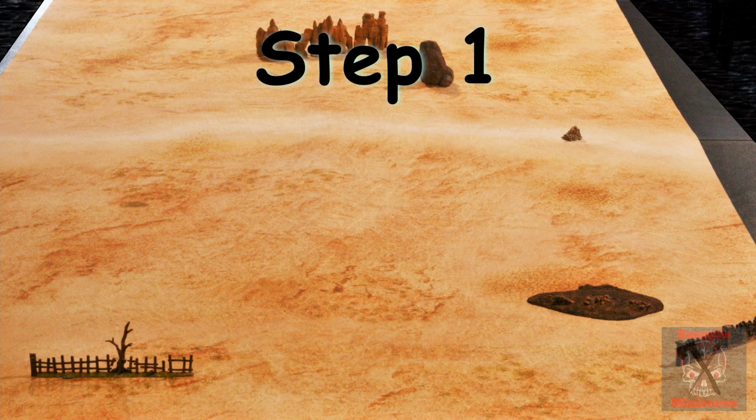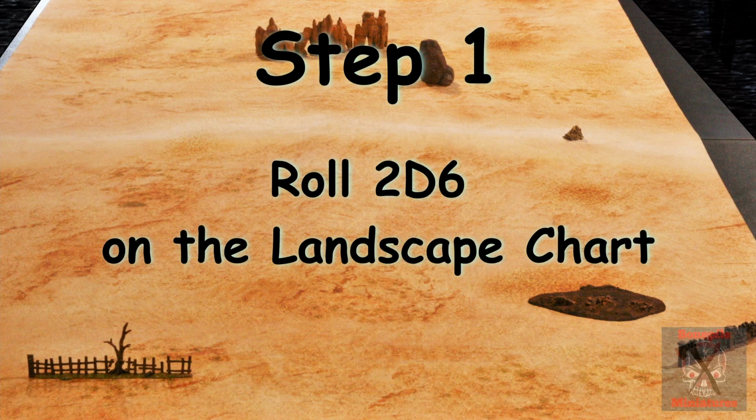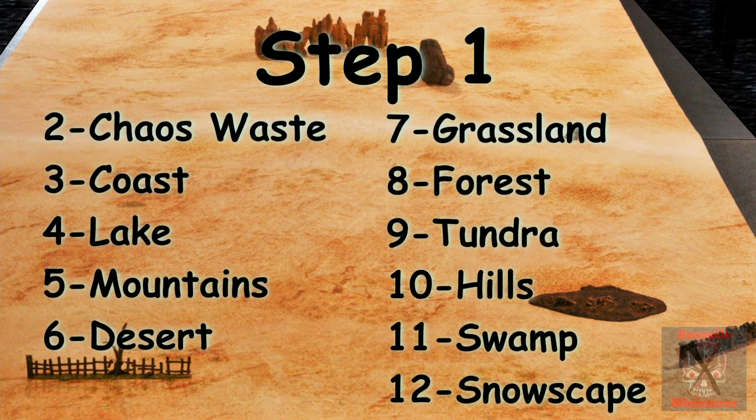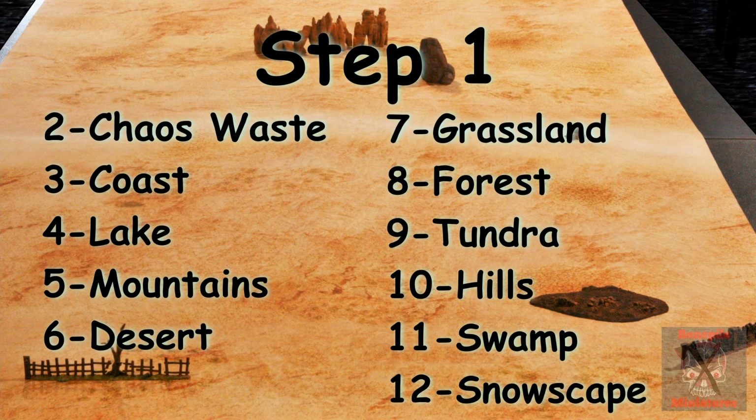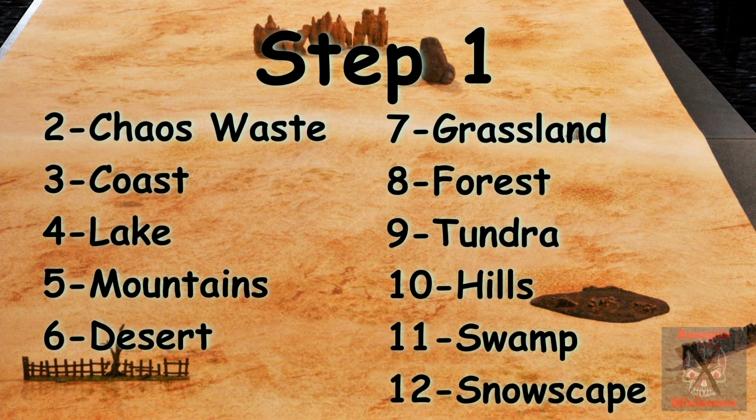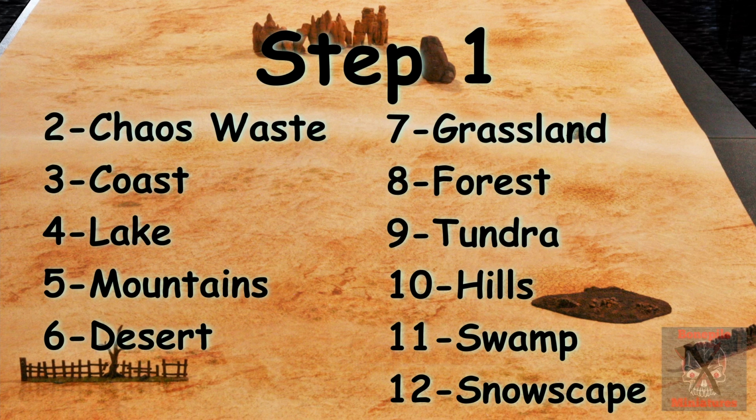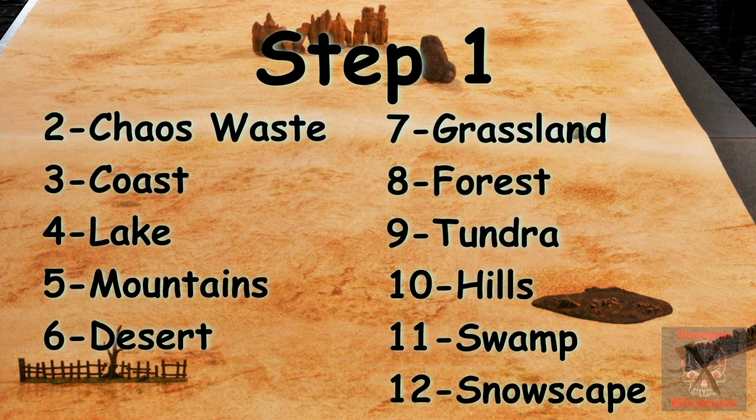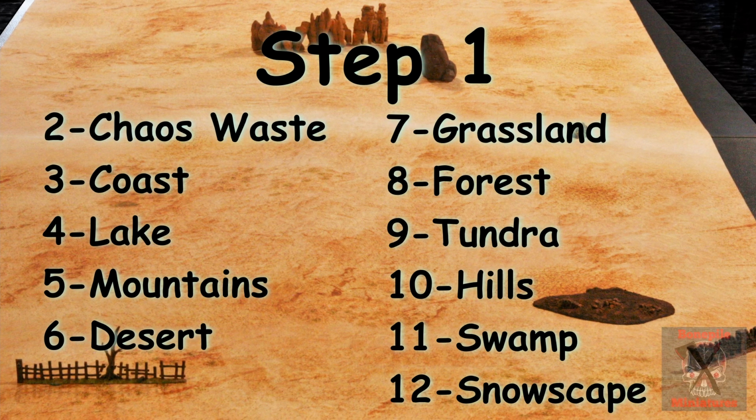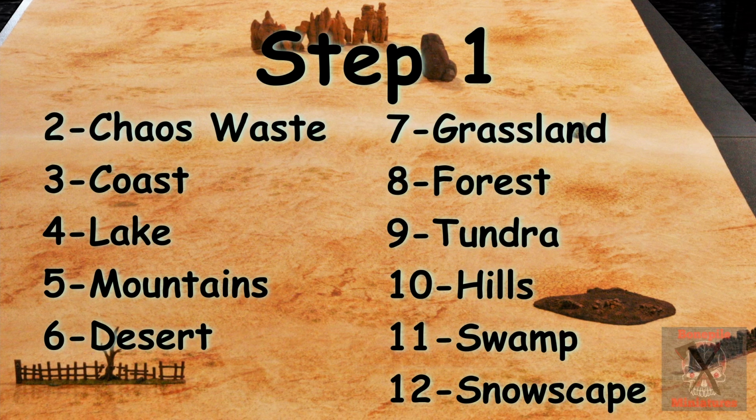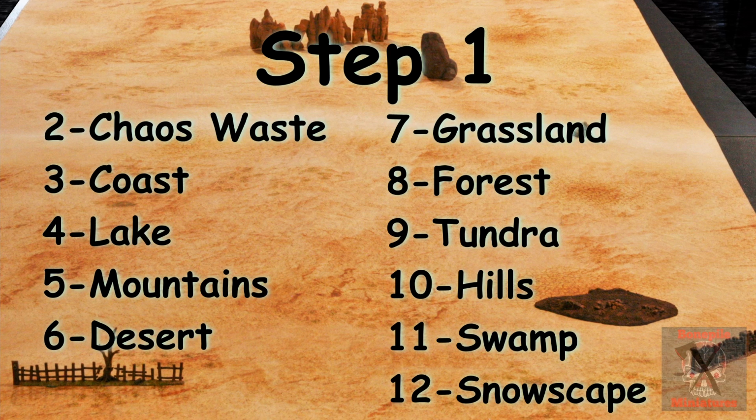bonepileminiatures.com. Step number 1. Roll 2d6 on the landscape chart. And here is the landscape chart that we use. There are 11 types on this list, and you know that on a 2d6, the most common scores are 6, 7, and 8. And so for those slots we have desert, grassland, and forest, which in our view are the most common landscape types you might find in the game. And then all the others decrease in commonality from there.